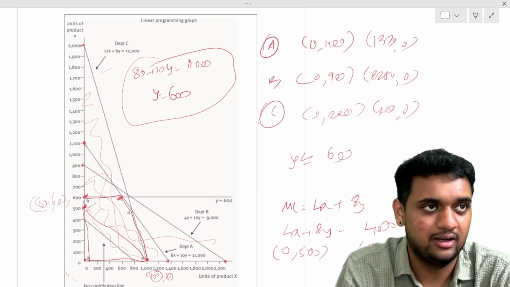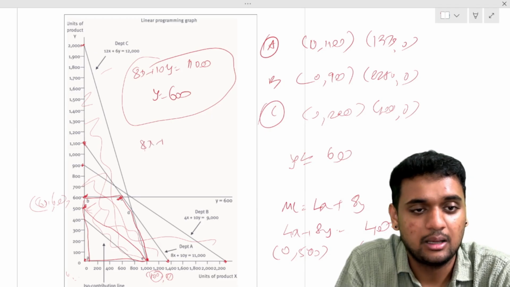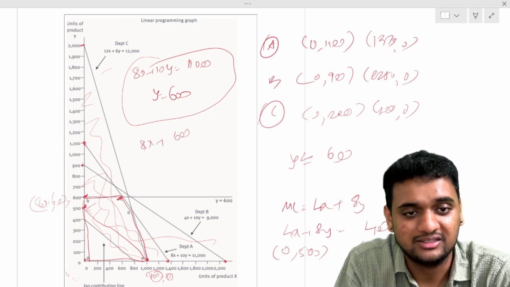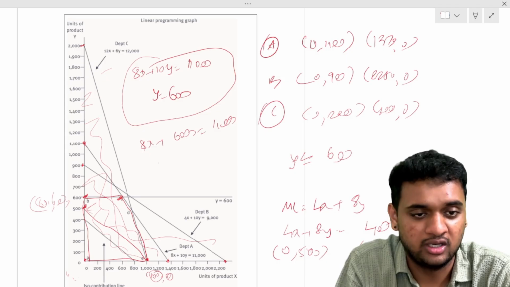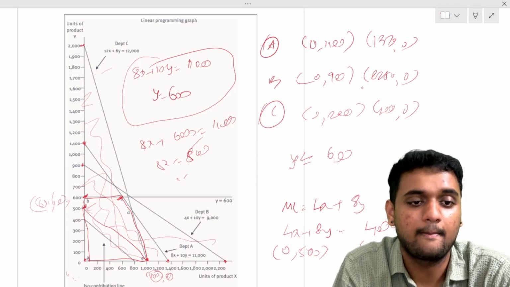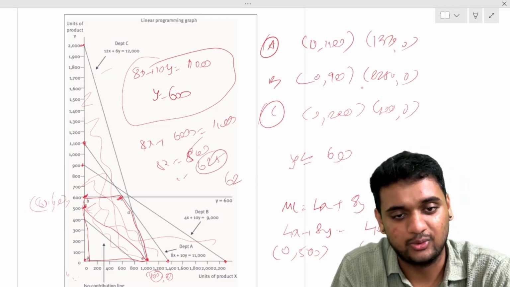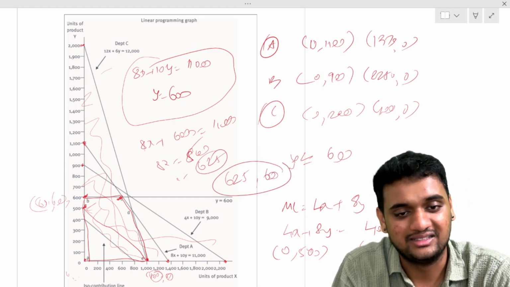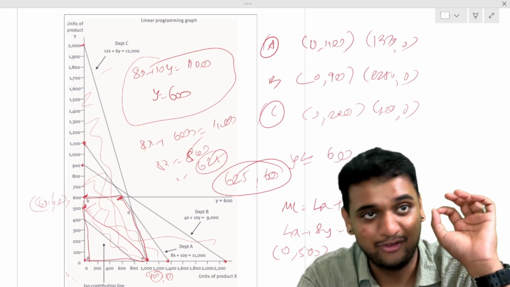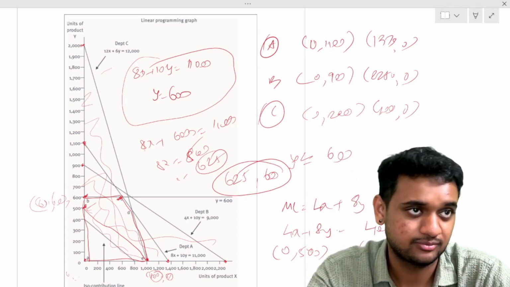Y is 600, it's given. You substitute y in that equation, you will get 8x plus 600 into 10, which is 6,000, equal to 11,000. So 8x is equal to 5,000, and x is equal to 625. So x is 625 and y is 600. We have to produce 625 units of X and 600 units of Y.